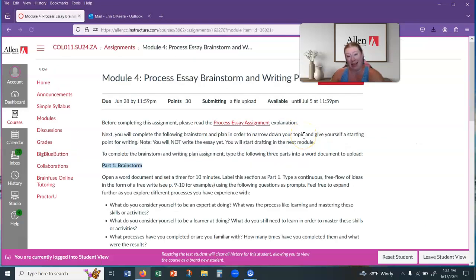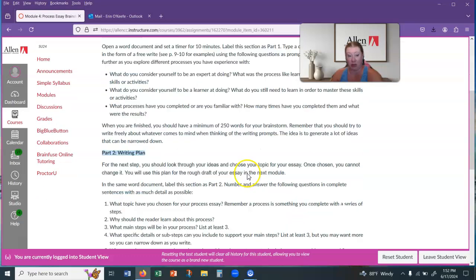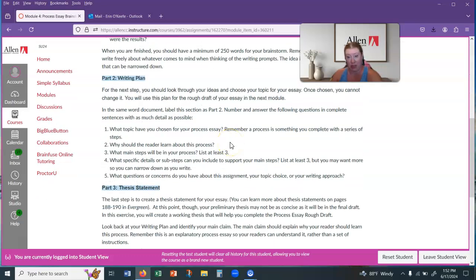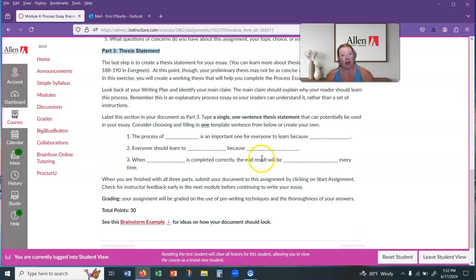We're not writing that essay yet though, because right now we're going to be focusing on the brainstorm and writing plan. Just like we did for the previous assignments, our illustration paragraph, we brainstormed and came up with a writing plan. You're doing the same thing here, but there's one more part. Because this is an essay, you'll have a thesis statement, and the thesis statement works similarly to a topic sentence, except that it's for an entire essay.